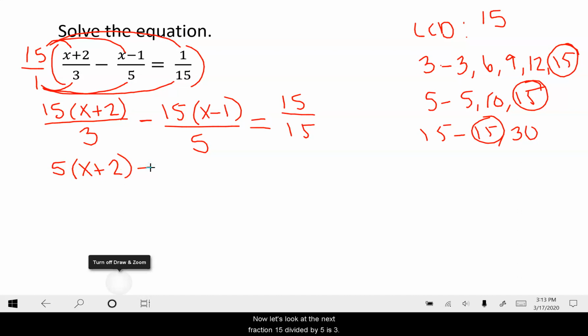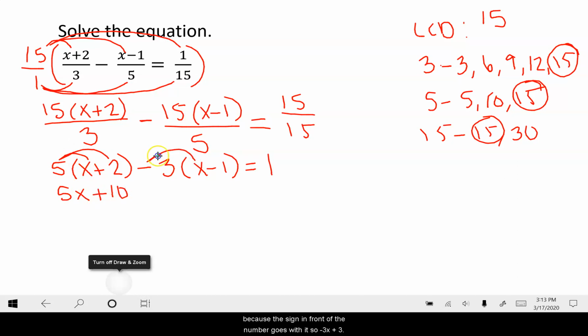Now let's look at the next fraction. 15 divided by 5 is 3. So bring down your x minus 1. And then 15 divided by 15 is 1. So now I'm going to distribute the 5. So 5x plus 10. Now distribute your negative 3 because the sign in front of the number goes with it. So negative 3x plus 3.